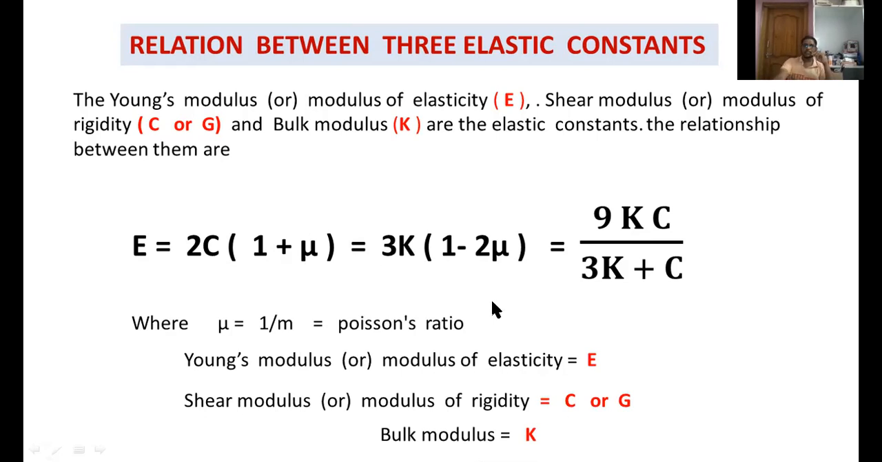Okay, friends. In the next class, I will explain some problems on simple stresses and Young's modulus.